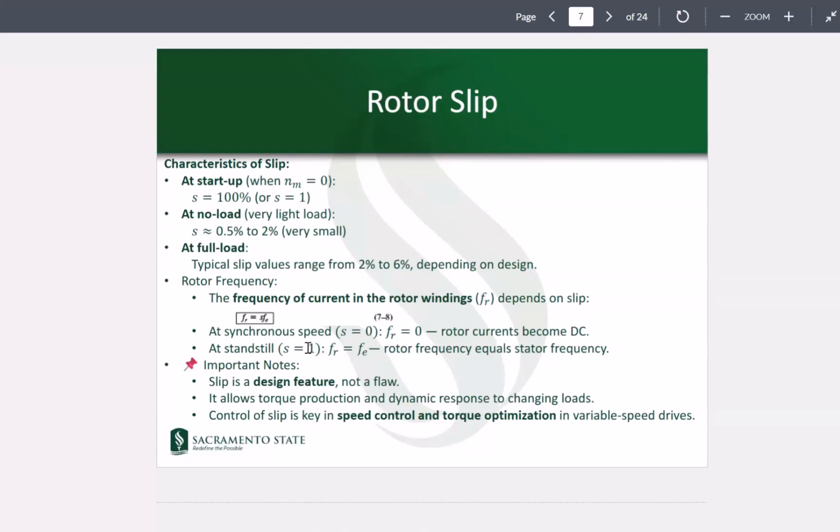And that makes sense, right? The frequency would be 0, and if we ever reach that position, which we won't physically, the voltage would be a direct voltage, okay? Because its frequency is 0. Okay, so slip is a design feature, really, not a flaw.